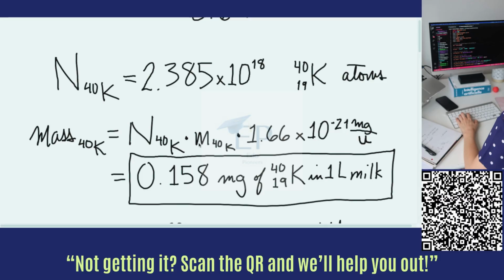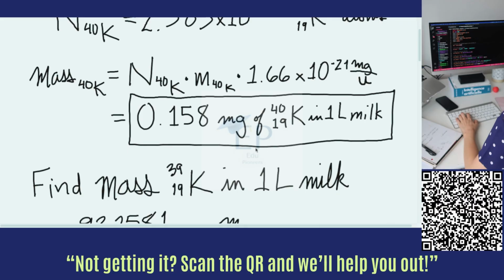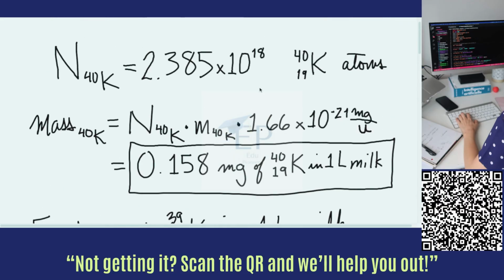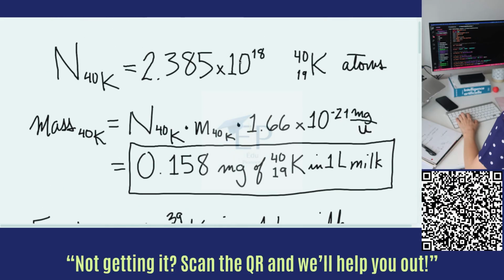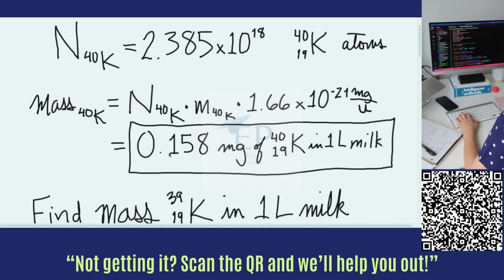Recall that this atomic mass is in terms of atomic units, so these atomic units U will cancel in this expression. And we find multiplying our 2.385 times 10 to the 18th times the atomic mass of potassium-40 times our conversion constant gives us 0.16 milligrams of potassium-40 in 1 liter of milk.